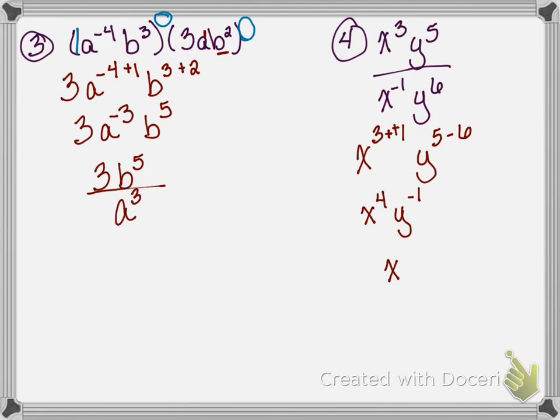Now my x to the 4th stays in the numerator. My y moves to the denominator. Do I have to put the 1 with that y? Do I have to do y to the first? No. It's certainly fine if you add that first power there, but you don't have to.